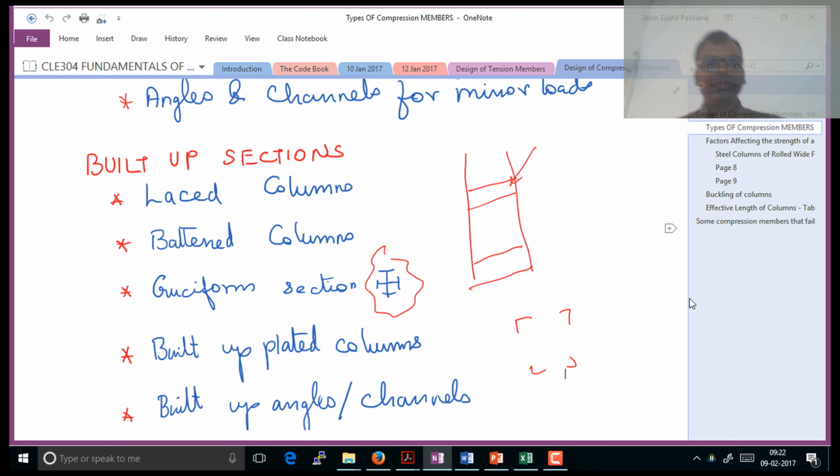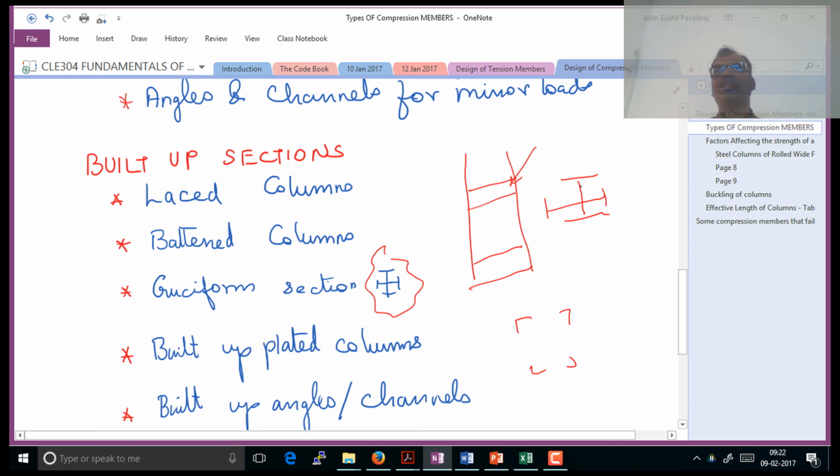And in fact, this cruciform section we are talking about is very good, because the desirable I value of Z is there in both the axes for this column. But then, do you know how they manufacture the cruciform section? It's not a rolled section. You take an I beam, cut it into two, then you take another I beam, and weld this together.